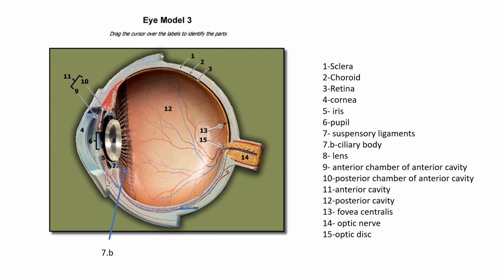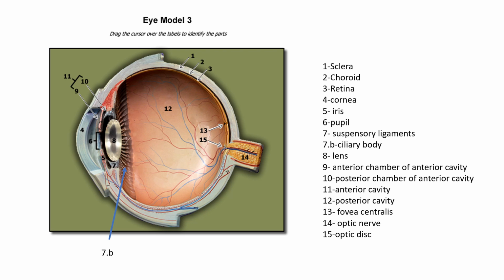Number 12, this whole region back here, is the posterior cavity, which would be filled with vitreous humor. Number 13 is showing you the fovea centralis. This is where you have the most dense population of photoreceptors and gives you your best visual acuity.